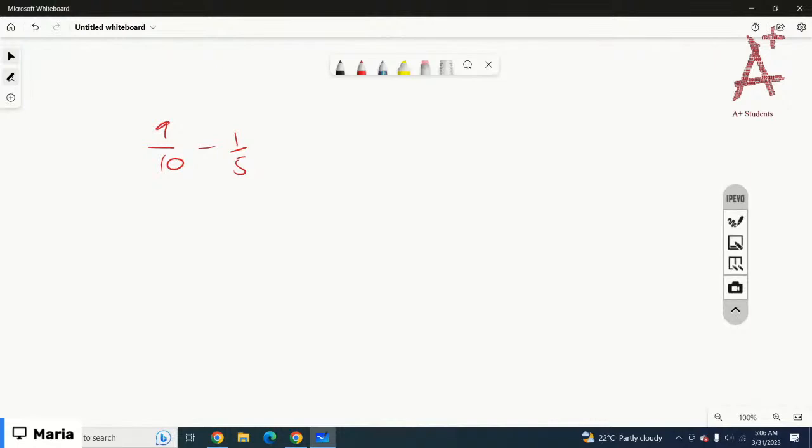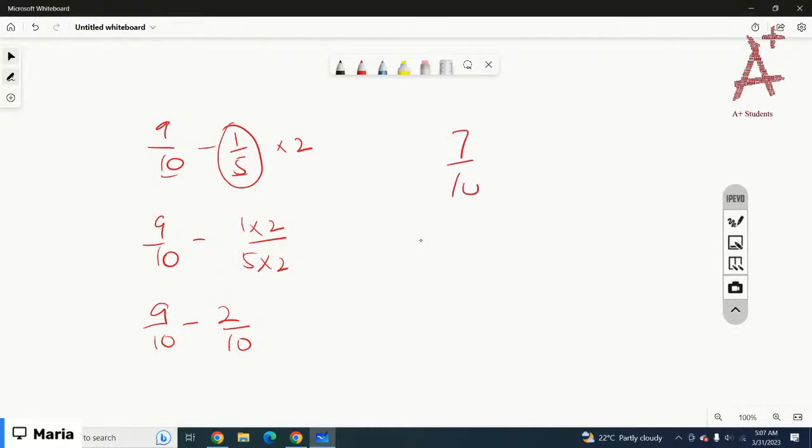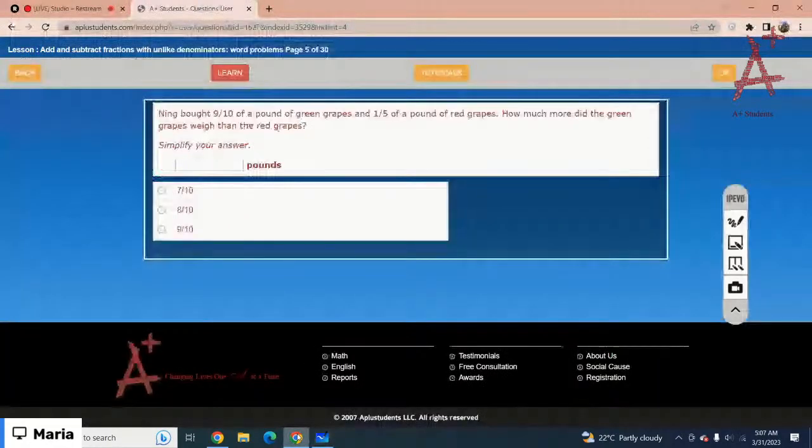But you cannot subtract because they have different denominators. So first you need to make their denominators same. Here you have 10 and here you have 5. So just multiply the smaller denominator by a number that can make the denominator equal to greater number. Got it? So here you have 5. You need to make it 10. 5 times 2 makes 10. So just multiply this fraction by the 2. It would be 9 over 10 minus 1 times 2 divided by 5 times 2. So 9 over 10 minus 2 over 10. See, they have now like denominators. You can subtract now. Got it? So 9 minus 2 is 7. So it would be 7 over 10. Got it? That means the green grapes weigh 7/10 more than the red grapes. Got it?